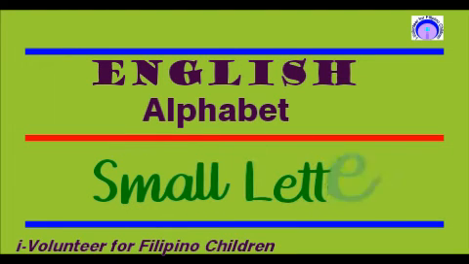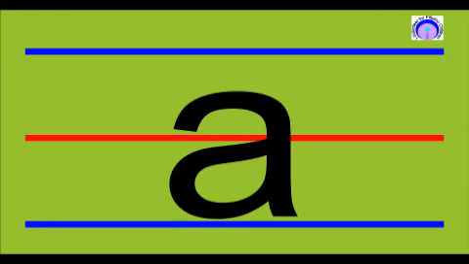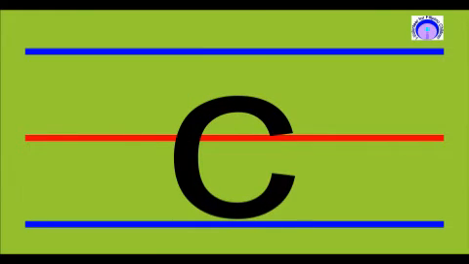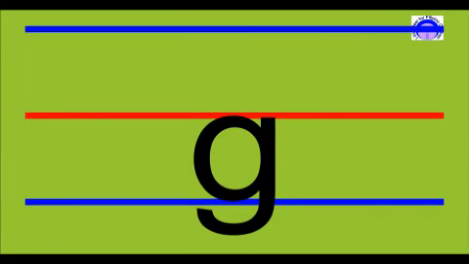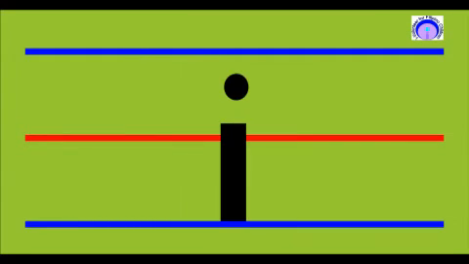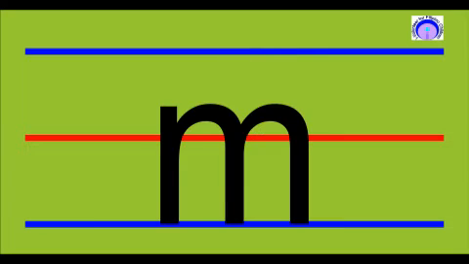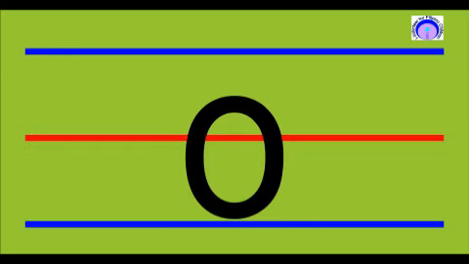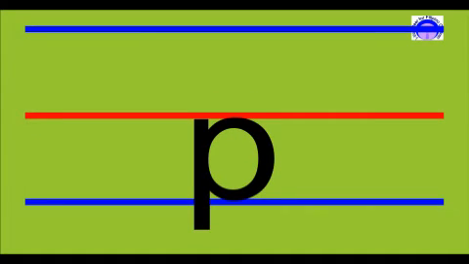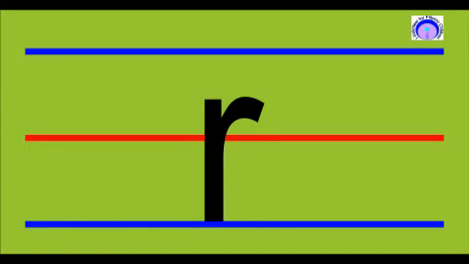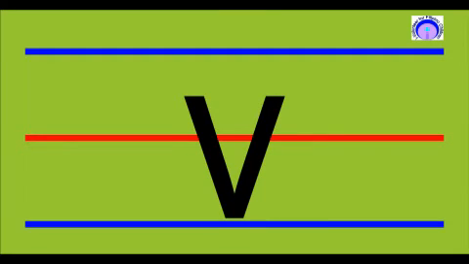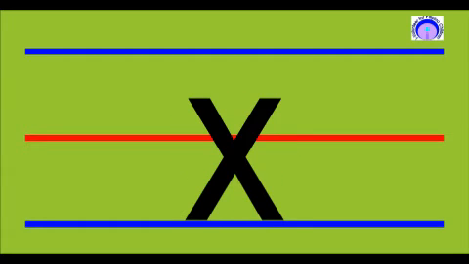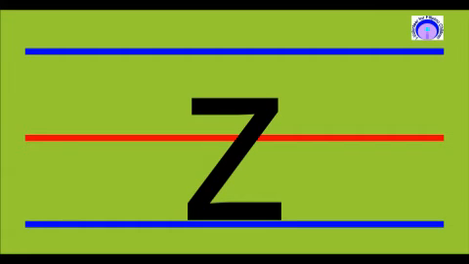Z. Here are the small letters. A, B, C, D, E, F, G, H, I, J, K, L, M, N, O, P, Q, R, S, T, U, V, W, X, Y, Z.